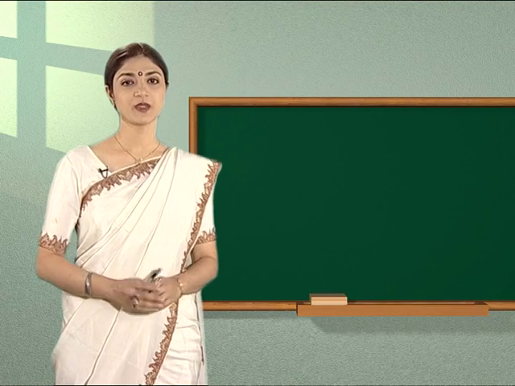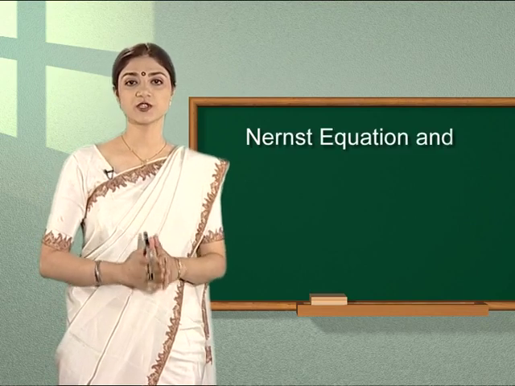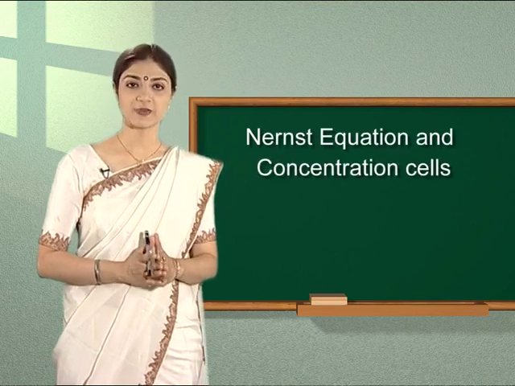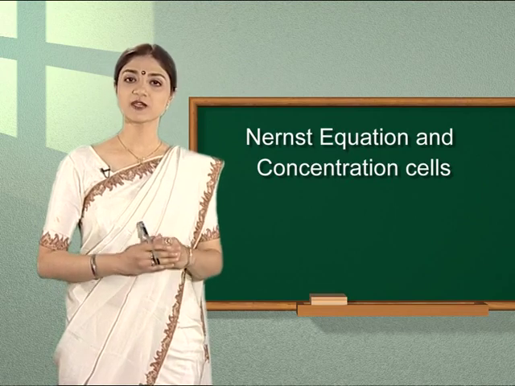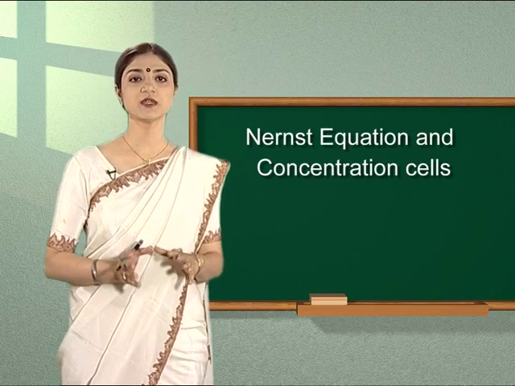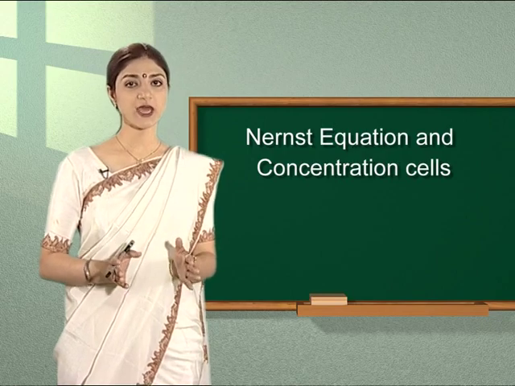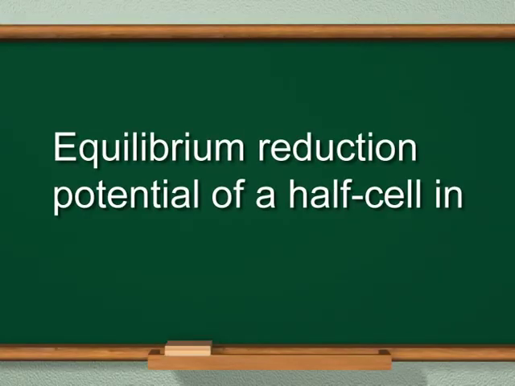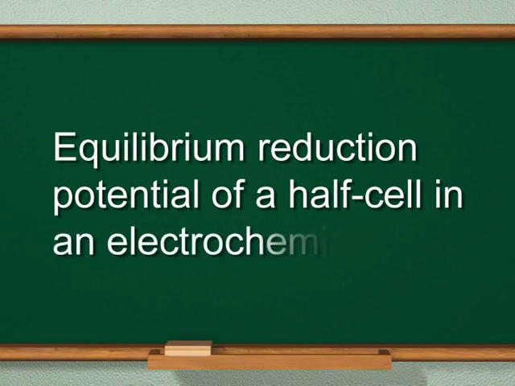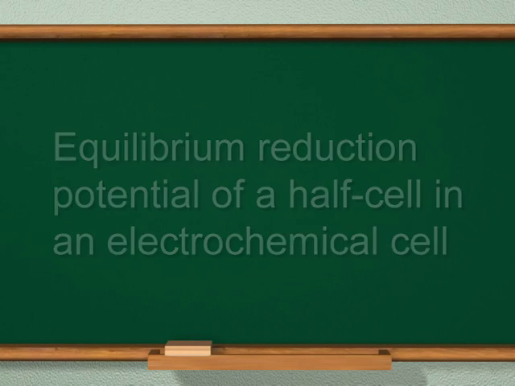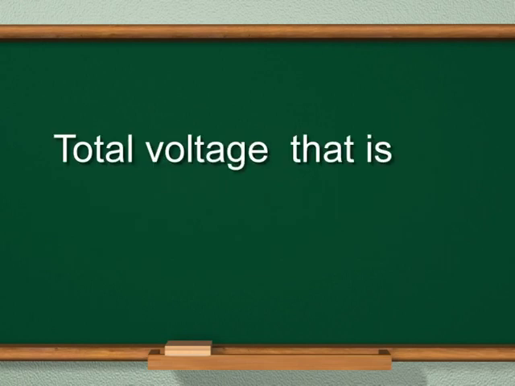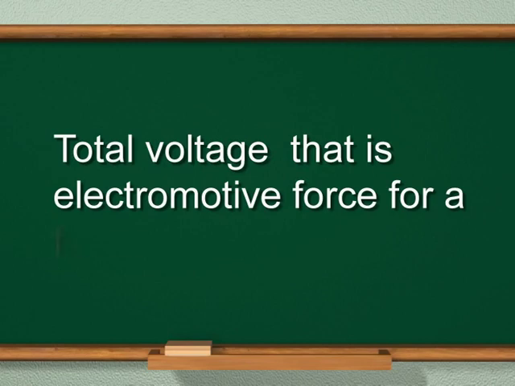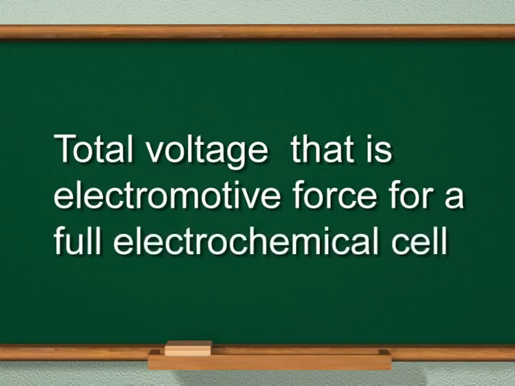Hello children. ਅੱਜ ਦੇ ਲੈਸਨ ਵਿੱਚ ਅਸੀਂ Nernst equation and concentration cells ਬਾਰੇ ਸਿੱਖਾਂਗੇ. In electrochemistry, the Nernst equation is an equation which can be used to determine the equilibrium reduction potential of a half cell in an electrochemical cell. It can also be used to determine the total voltage, that is electromotive force, for a full electrochemical cell.